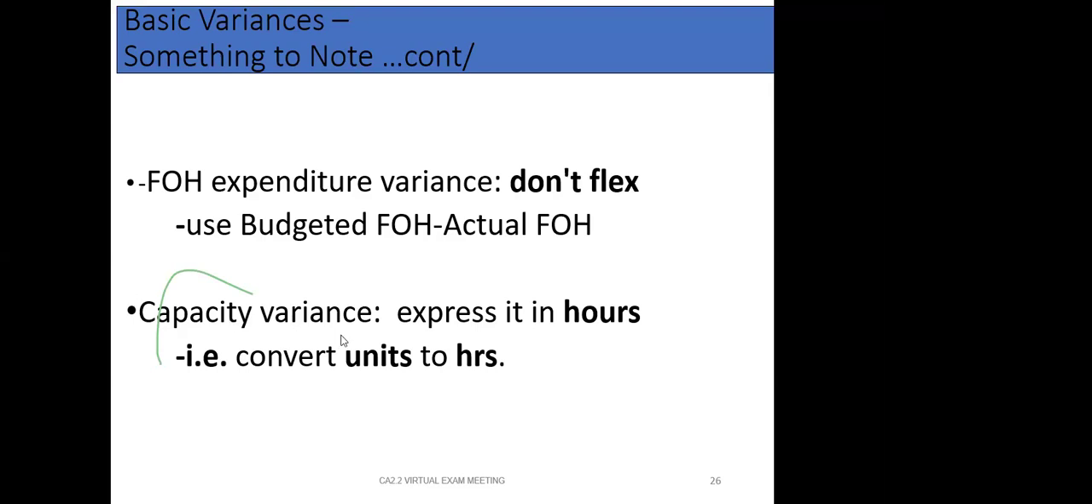Capacity variance. Something to note on capacity variance, express it in hours. If the capacity is given in units, production units, convert it to hours. Convert the units to hours. I do see candidates finding the difference between budgeted units and actual units, and then calculating that as capacity variance. It's a wrong approach.